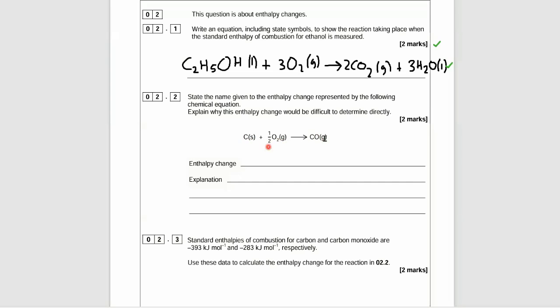2.2, state the name given to the enthalpy change represented by the following chemical reaction. Explain why the enthalpy change would be difficult to determine. So this is the enthalpy change of formation because we've got the elements in their standard states under standard conditions.